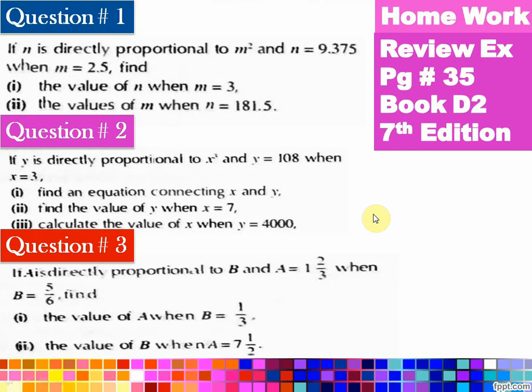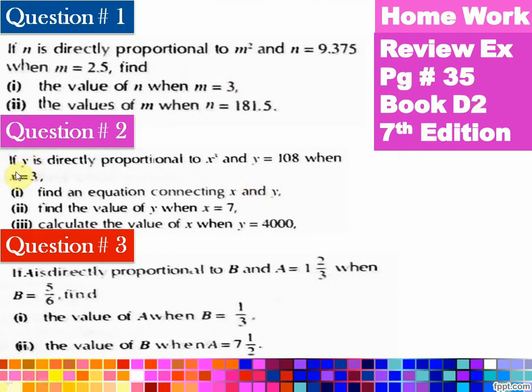Now moving on to the homework. It is compulsory to solve the homework and submit on time. Question number 1, I am reading and explaining all the questions for you to solve easily. If n is directly proportional to m square, and n is equal to 9.375 and m is equal to 2.5, find the value of n when m is equal to 3. Find the value of m when n is equal to 181.5. These are all questions from the review exercise page number 35, book D2.